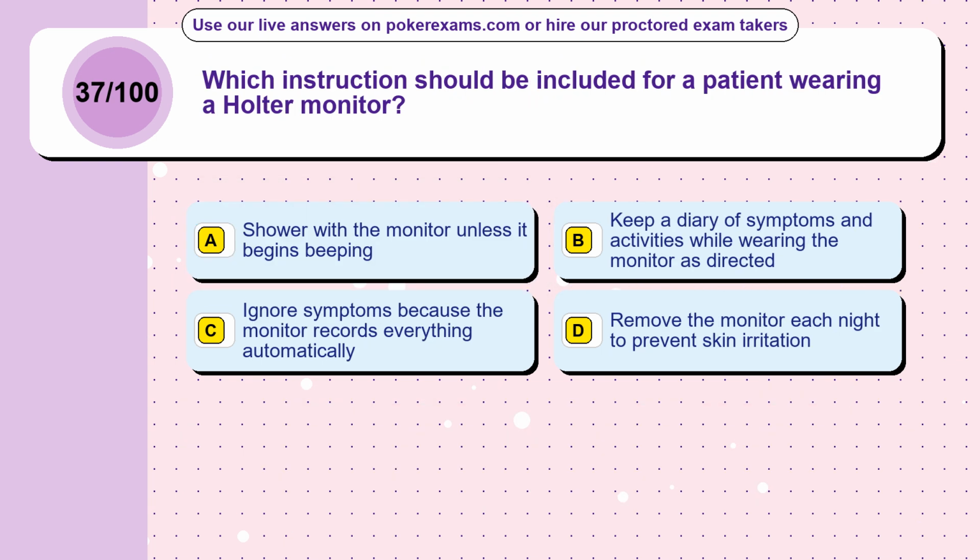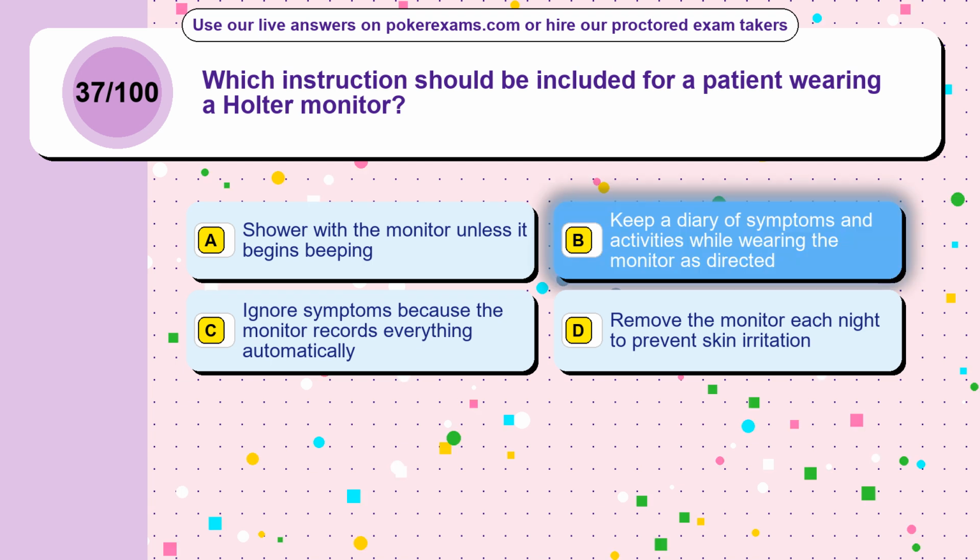Question 37. Which instruction should be included for a patient wearing a Holter monitor? Option A. Shower with the monitor unless it begins beeping. Option B, keep a diary of symptoms and activities while wearing the monitor as directed. Option C, ignore symptoms because the monitor records everything automatically. Option D, remove the monitor each night to prevent skin irritation.